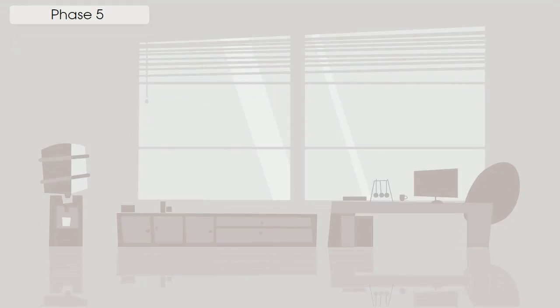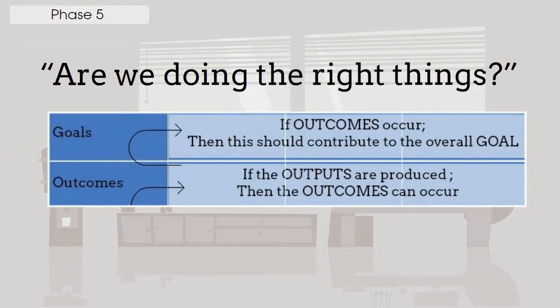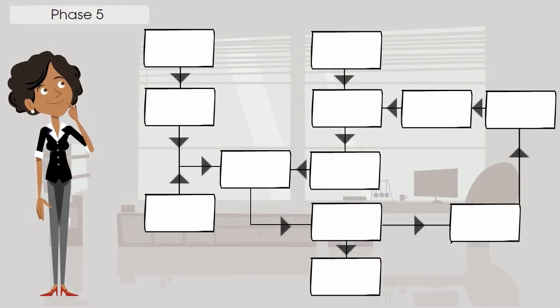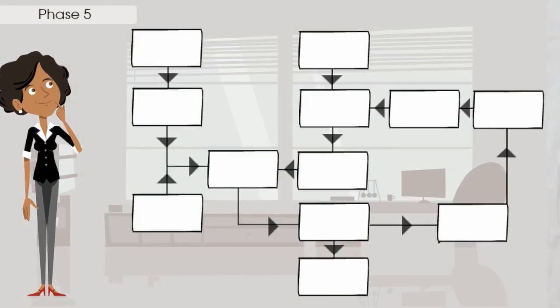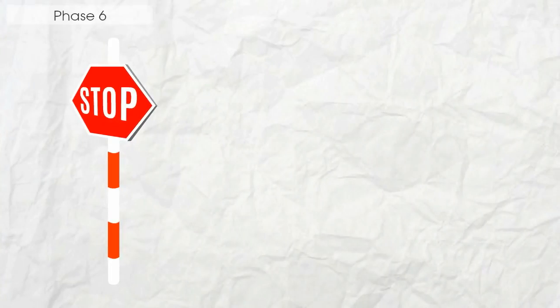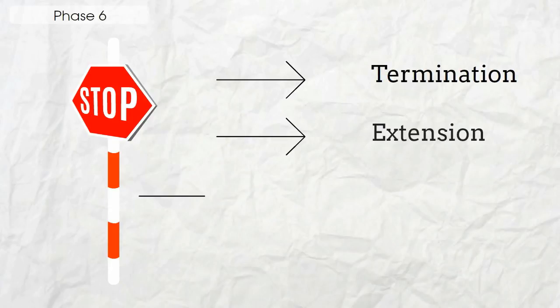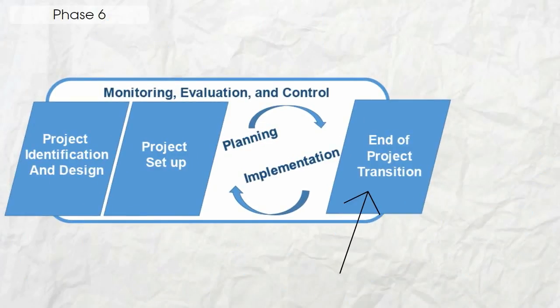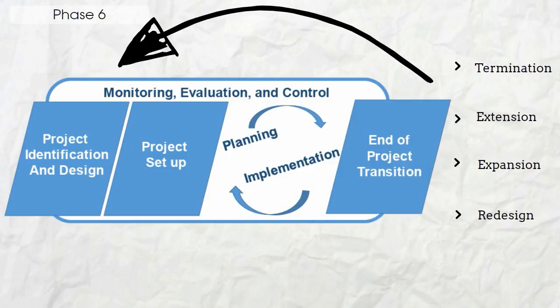Evaluation helps by answering the question, are we doing the right things? Throughout it all, project managers must maintain control, which means they must have established a process for managing decision-making and change. The story of a project can end in a variety of ways. No matter how the project ends, a good project manager should have an end-of-project transition strategy, which was first developed at the very start.